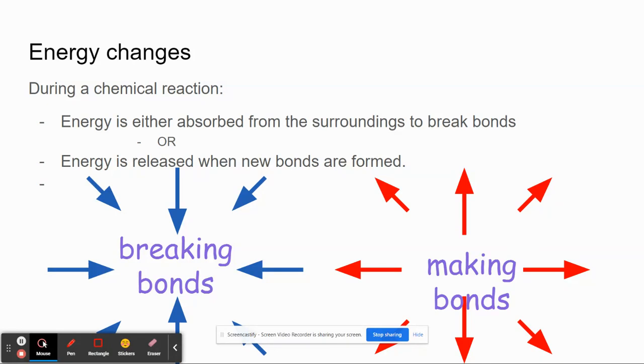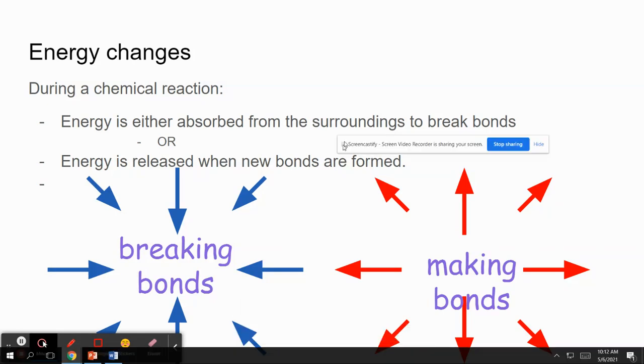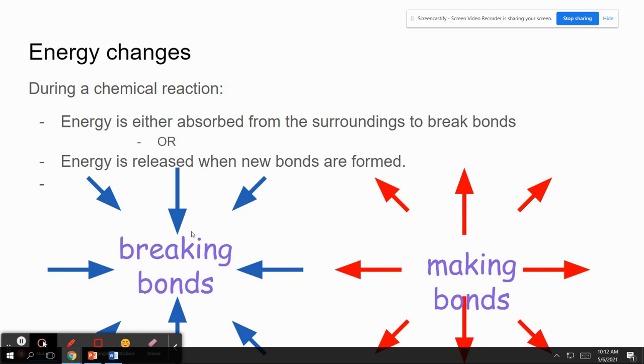All right, and so move this. I'm going to get this thing out of here just so it's out of the way.